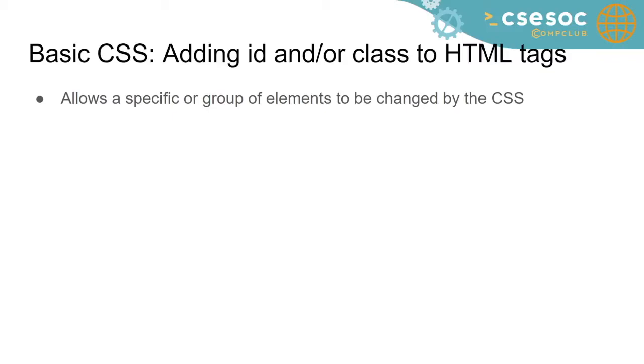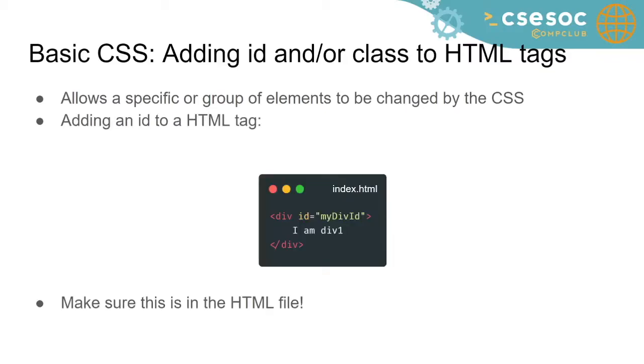IDs, on the other hand, are conventionally only used for one HTML element. So if you only want to change the styling for one element in particular, you give it an ID and you just change it in CSS. So there's actually specific syntax for this. Below is a piece of code that shows you how you actually attach an ID to a div element in HTML. So ID is equal to quotation marks, my div ID. It can be whatever you want, but yeah. This is in your index.html file or whatever .html file.